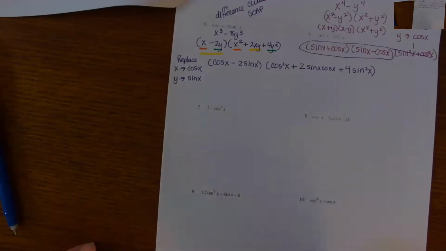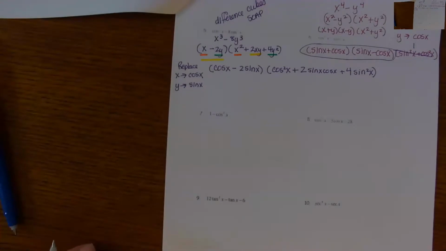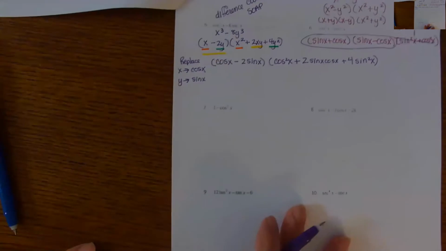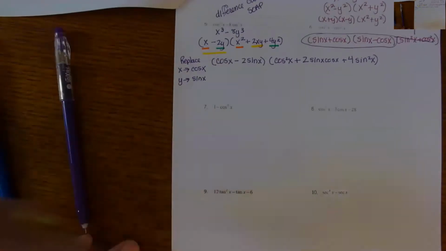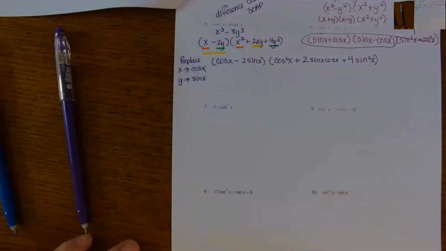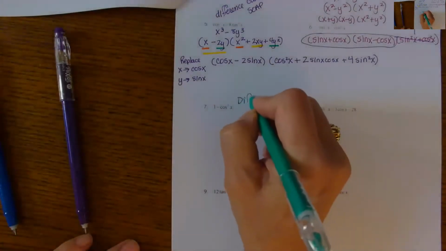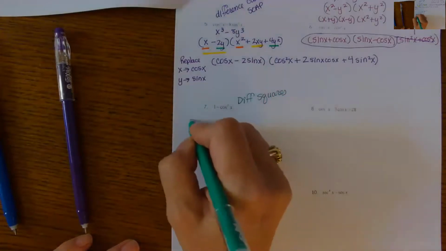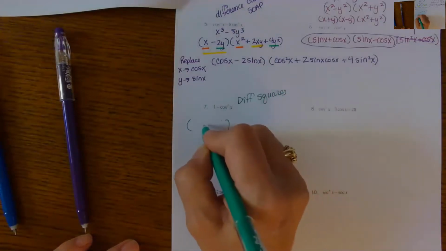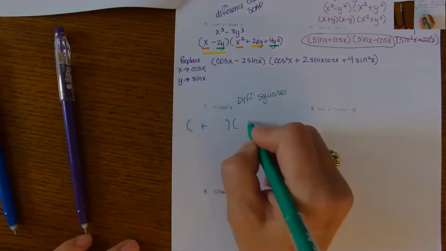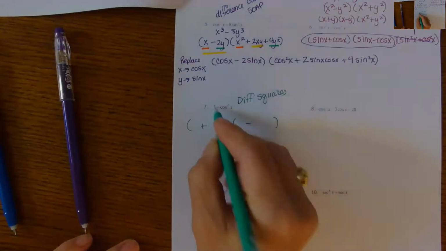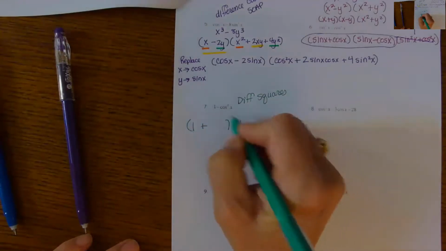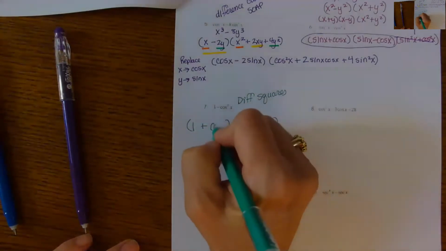All right, what is this one? Come on, y'all can do that one without switching it. What is it? It's a difference of squares. Write that down, difference of squares. And what's the pattern on a difference of squares? A plus and a minus, and they're the same. Square root of 1, square root of cosine squared.